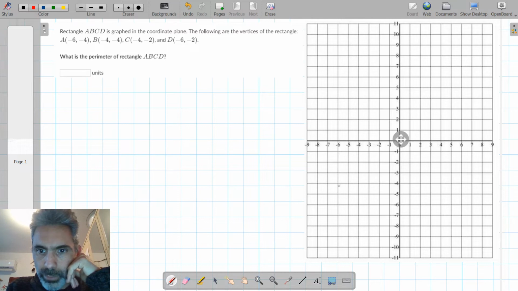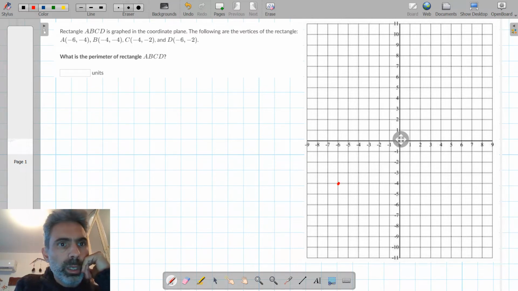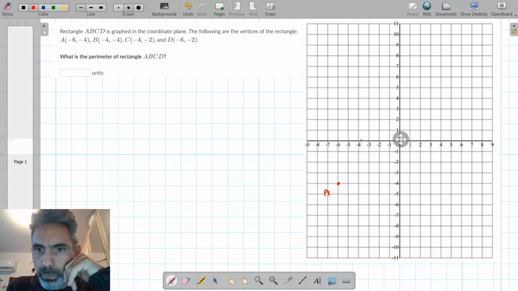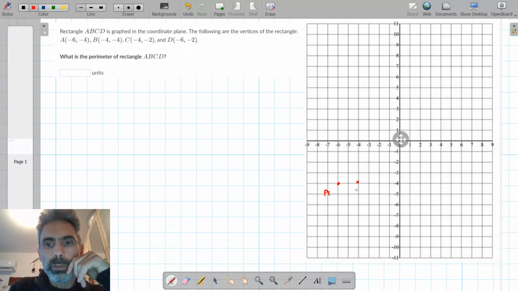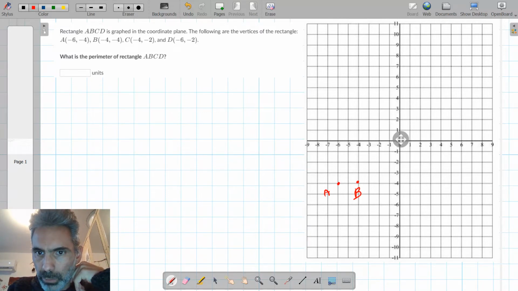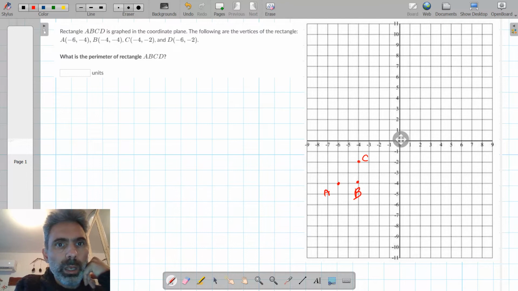So -6, -4 is this point. This point is A. B is -4, -4. This is point B. C is -4, -2. This is point C, and D is -6, -2. So this is point D.